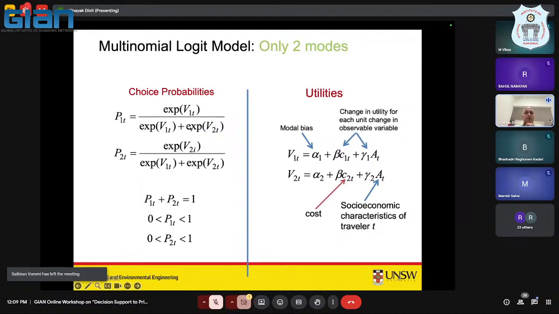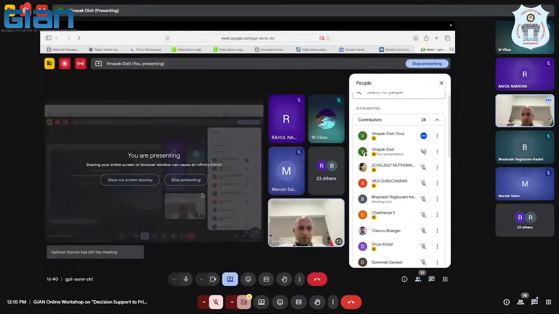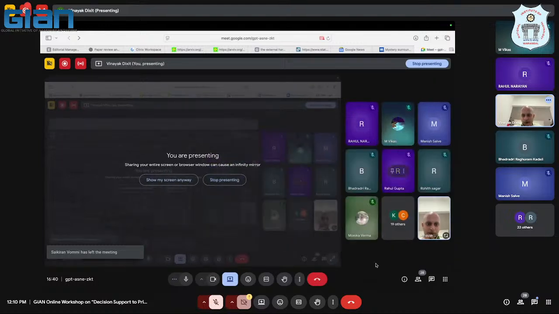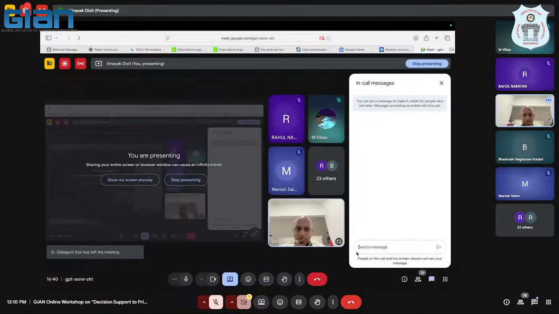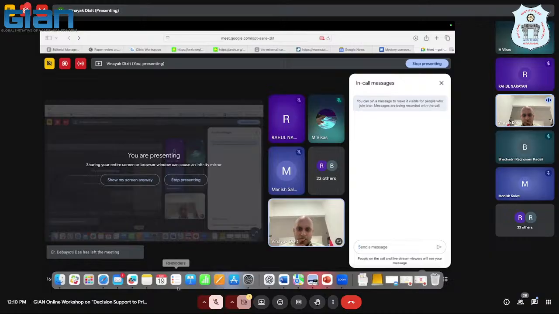We plug this into the equation and we are able to get two probabilities. If I add these two probabilities, it becomes exponent of V1t plus exponent of V2t divided by exponent of V1t plus exponent of V2t. So the numerator and denominator cancel off, and you end up with P1t plus P2t is 1. Any questions so far?